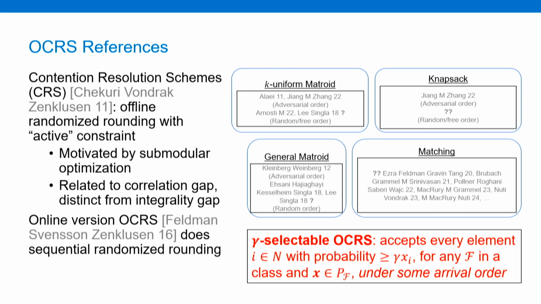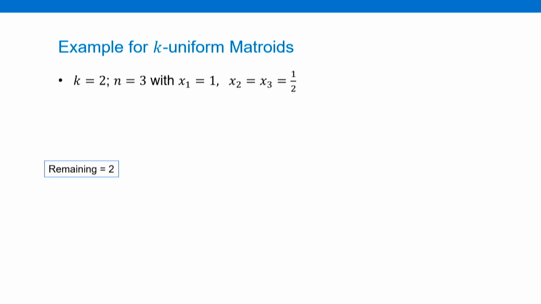In general, matroids are reasonably well understood. Matchings is very wide open, where very few tight guarantees are known. Knapsack, some guarantees are known, but for some arrival orders, but not others. What I'm going to spend the remaining time showing you is the form of the optimal algorithm for k-uniform matroids, because I think this illustrates the final take-home point I want to give about sequential randomized rounding.